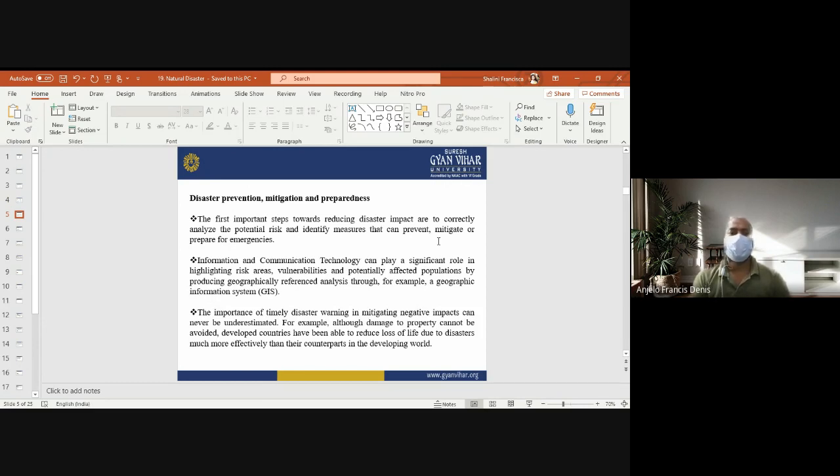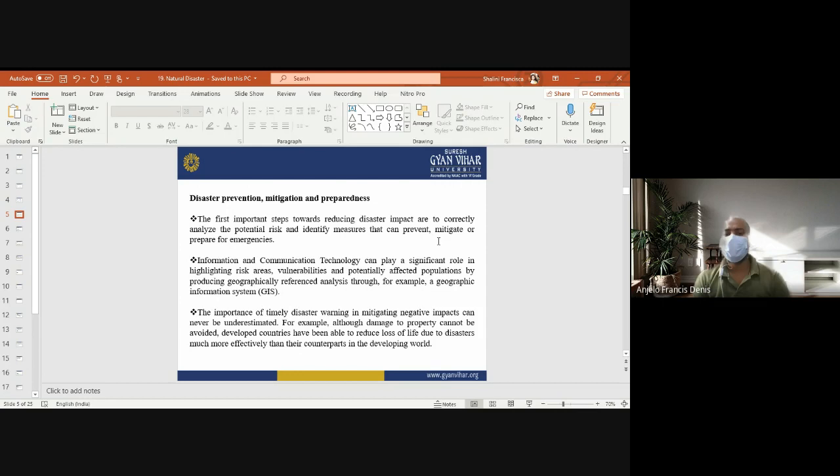So the first one is disaster prevention, mitigation, and then preparedness. Prevention is considered, or it occurs, before as well as after the occurrence of any kind of disaster. Mitigation means what all techniques we can utilize to minimize the effect of disaster. And the last one is preparedness. Generally we start preparing once there is an occurrence of any type of disaster. So we prepare ourselves in order to be ready for future disaster activity. So this is a cyclic process.